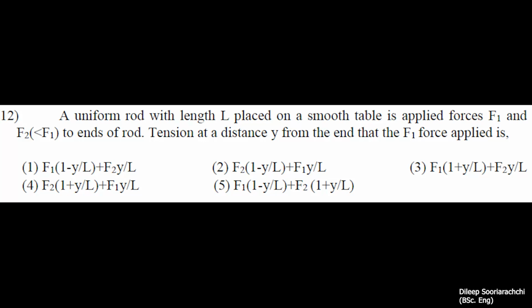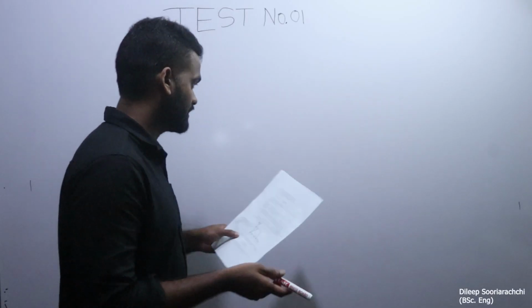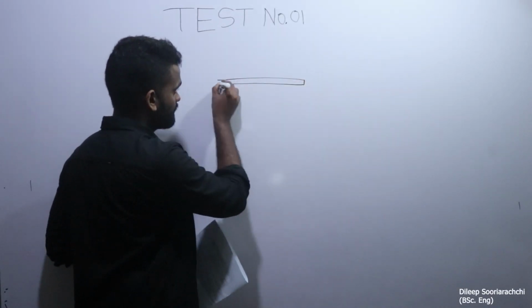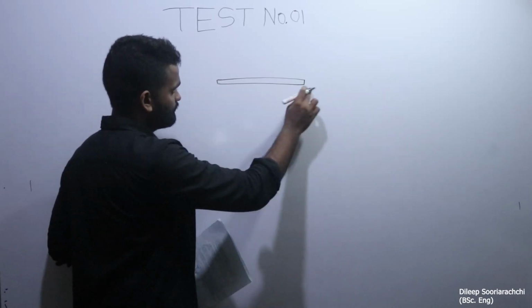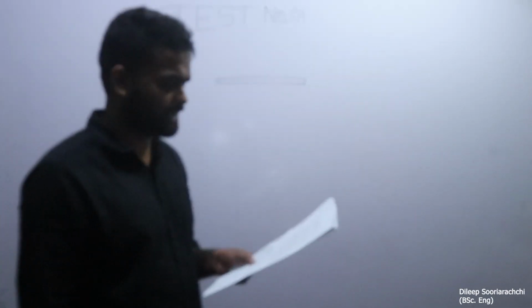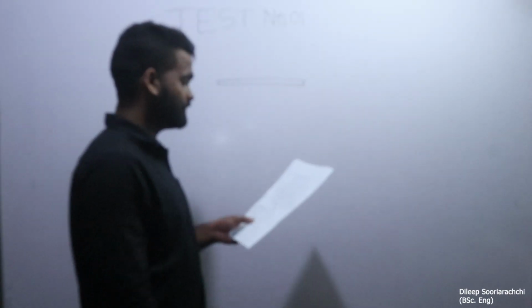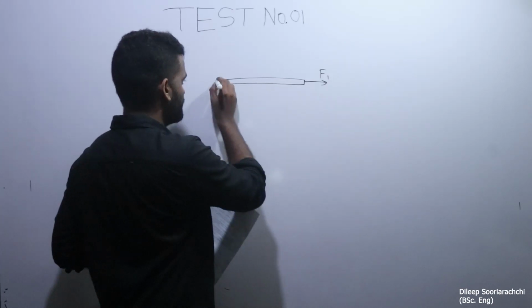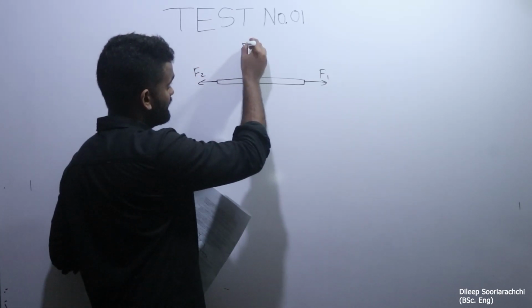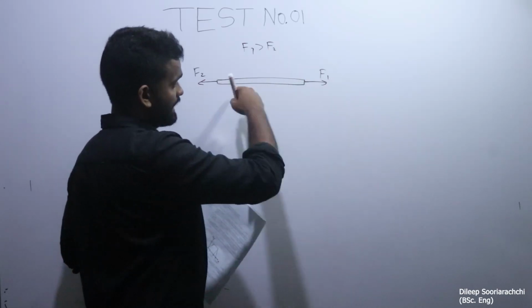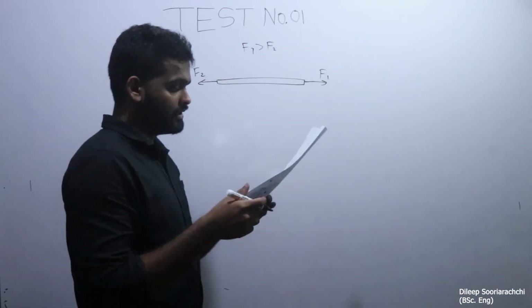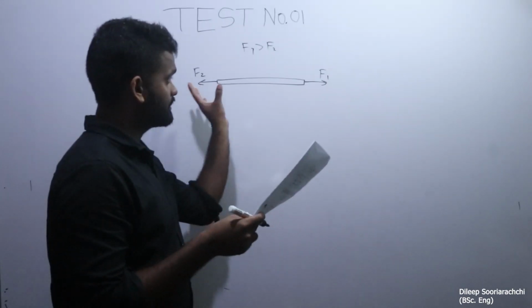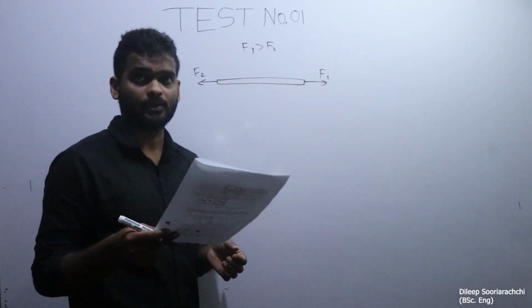Okay, next question. A uniform rod with length capital L placed on a smooth table is applied forces F1 and F2 to the ends of the rod. So we have this rod on a smooth plane, so there's no friction acting on the rod. Forces F1 and F2. They say that F1 is larger, so the acceleration of the rod should be to this side. Those are the only forces acting on the rod.